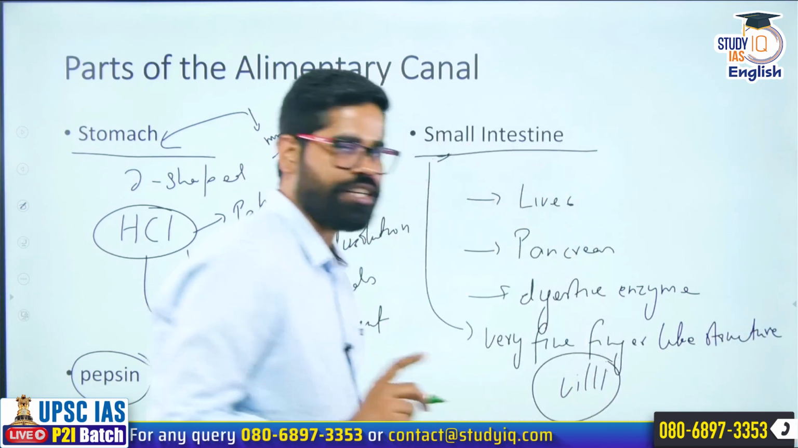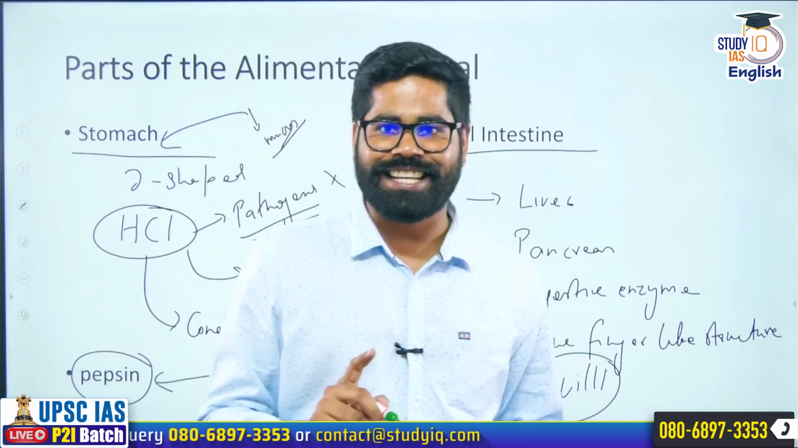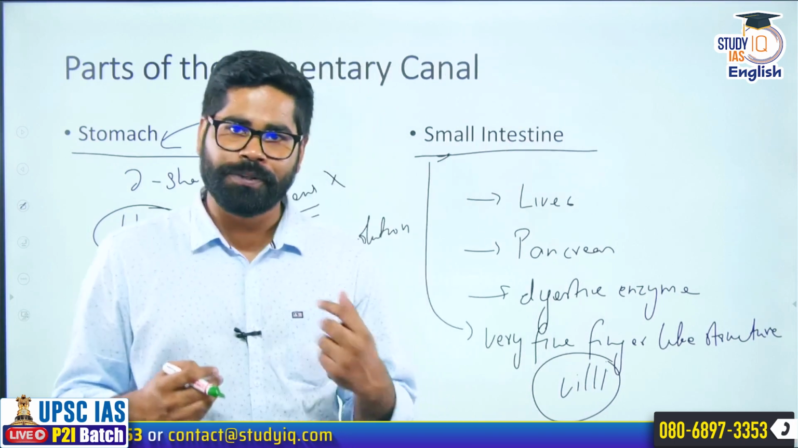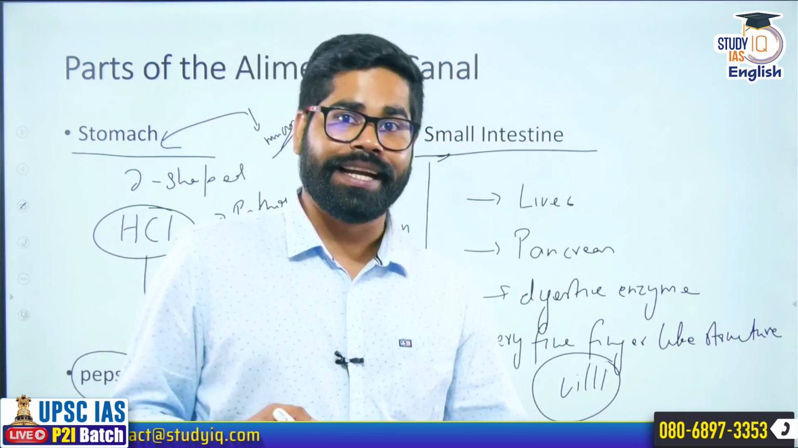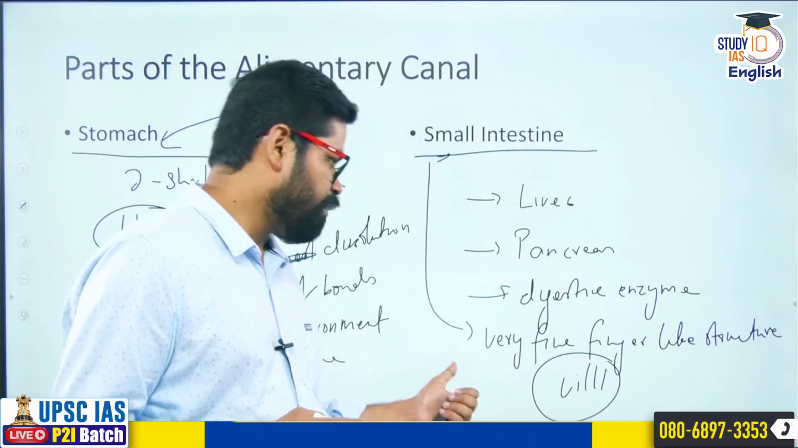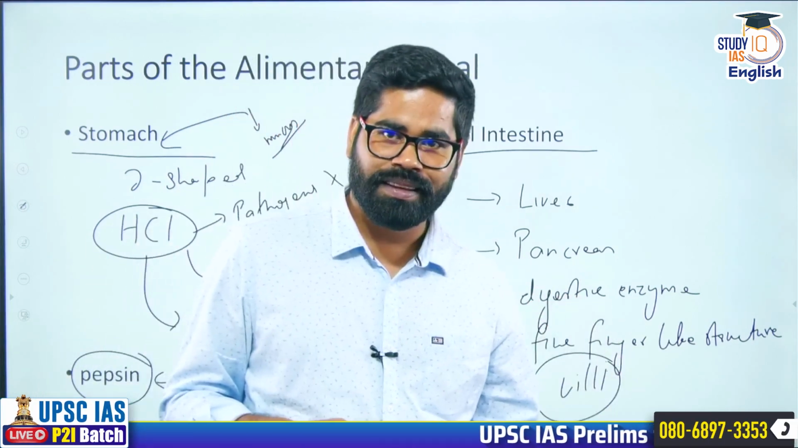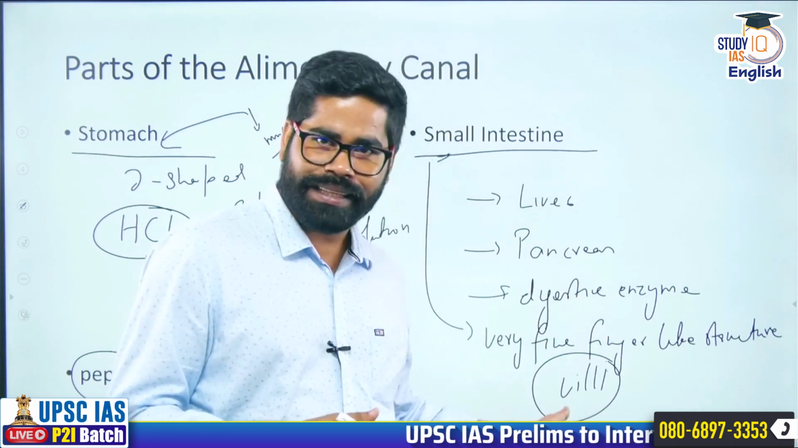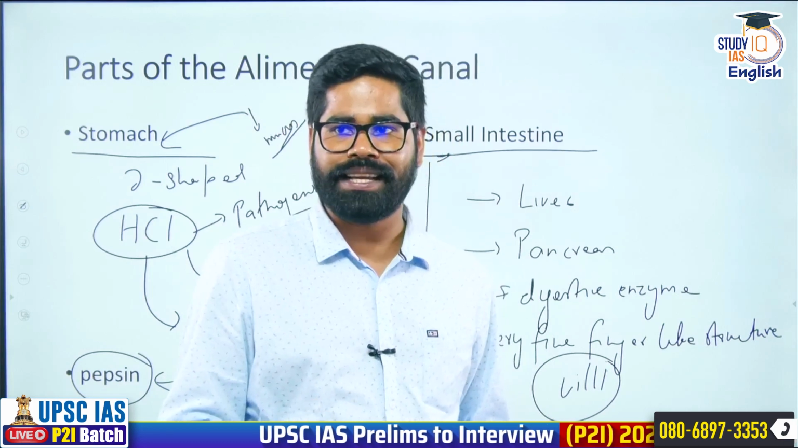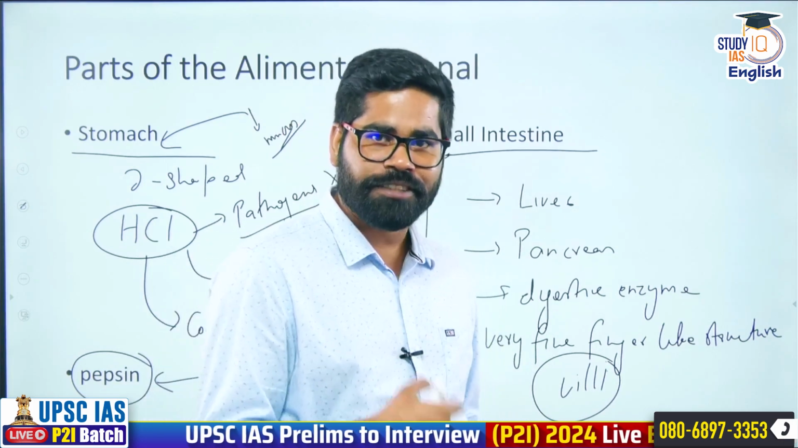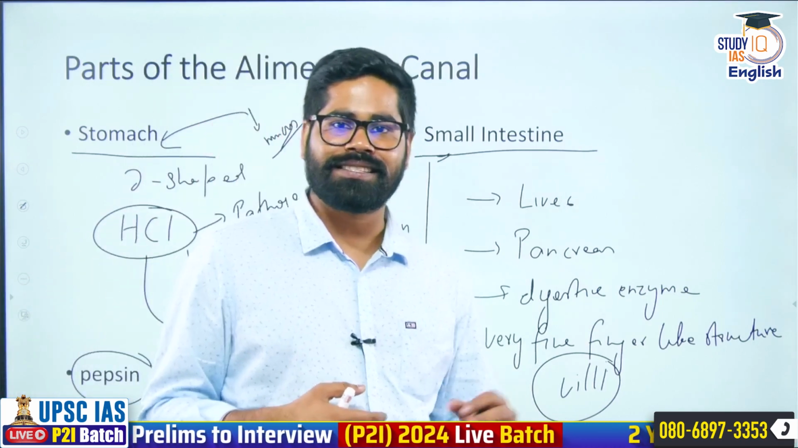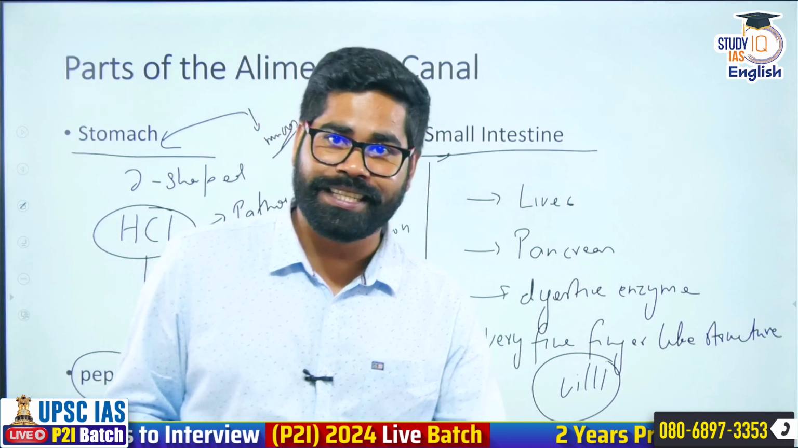These finger-like structures in the small intestine help in absorption of the digested food. The food which has been digested, converted into simpler forms, is now taken up by the blood. These villi have blood capillaries, and the blood moving in these capillaries absorbs the digested food from the small intestine. So these villi act as the site of absorption of the digested food.